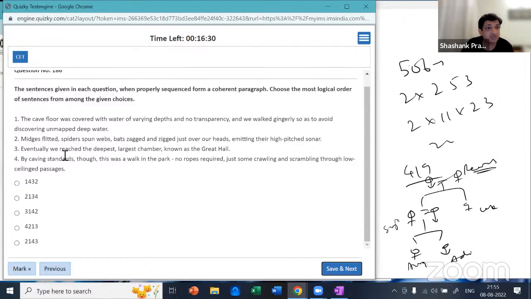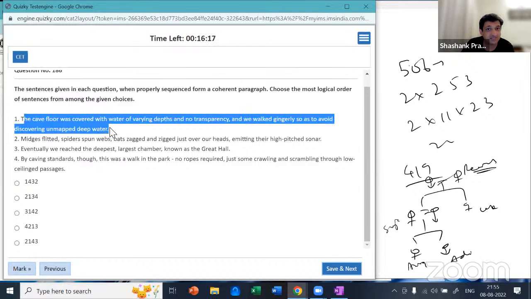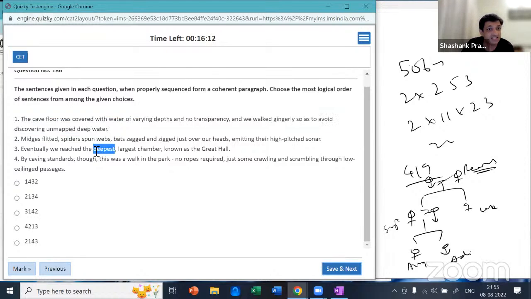Let's see. The cave floor was whatever. Okay, 1, 2, 3, 4, 2. So 2 can be the starting one. Midges flitted, spiders spun webs, bats zagged, zigged heads, high-pitched sonar. 2, 1. The cave floor was covered with water of varying depths and transparency, gingerly to avoid discovering unmapped deep water. 2, 1, 3. Eventually we reached, by caving standards, though this was a walk in the park. This is nice, I think. Or 1, 4 is also a good one. So 2, 1, 4, 3. I think 2, 1, 4, 3 is better because the Great Hall will conclude the paragraph better.